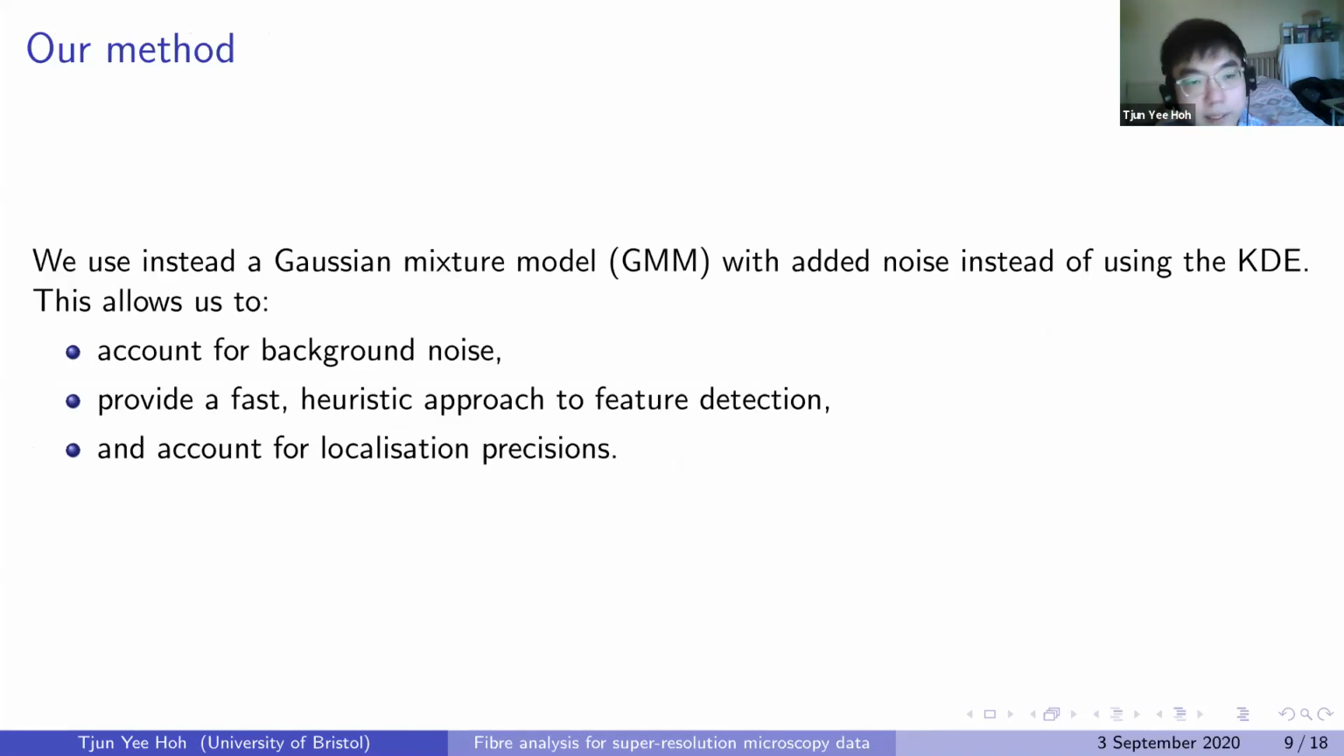Now, in our case here, I consider a Gaussian mixture model with added noise instead of the kernel density estimate. So why do I do this? Doing so allows us to account for background noise. It also provides an easy heuristic approach to feature detection for the fibers. And it also accounts for the precisions associated with the two-dimensional data.